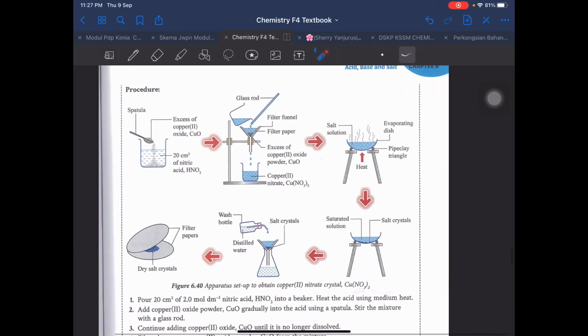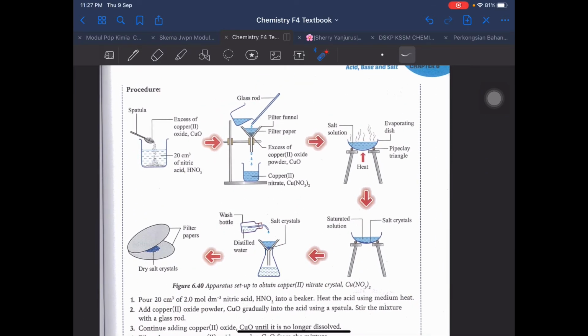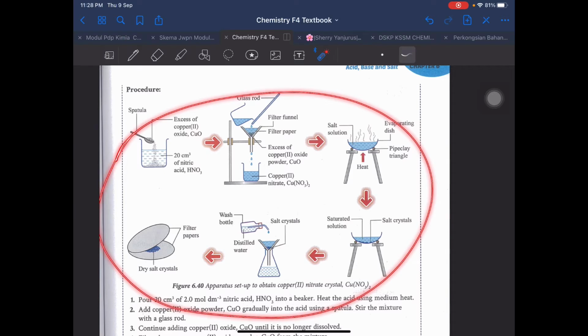So how to do it? Look at this figure. I'm going to explain the figure. I hope you can watch attentively, and then you can understand how to prepare salts yang bukan SAP. Kalau SAP, we use titration. Kalau bukan SAP, these are the methods.